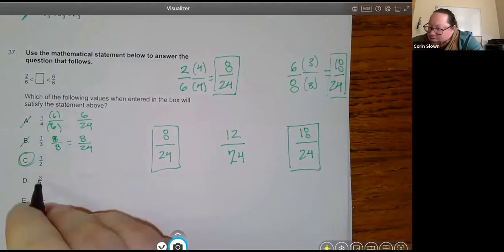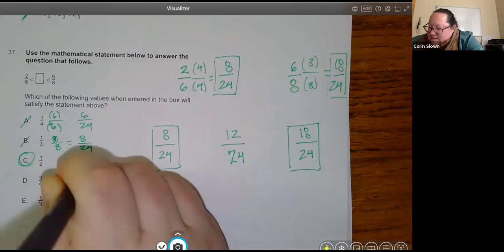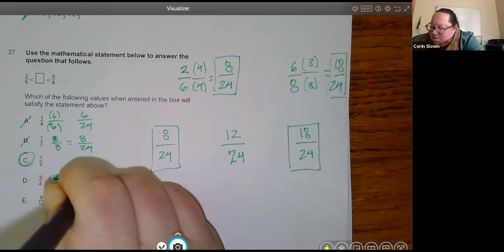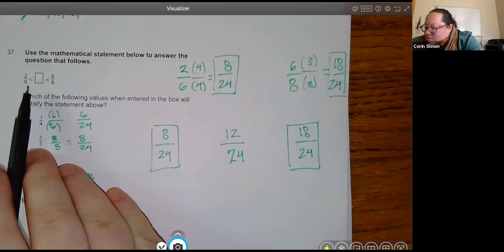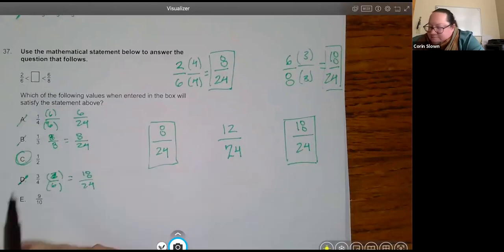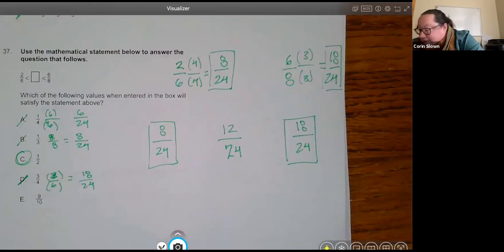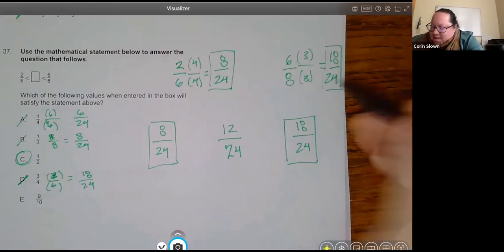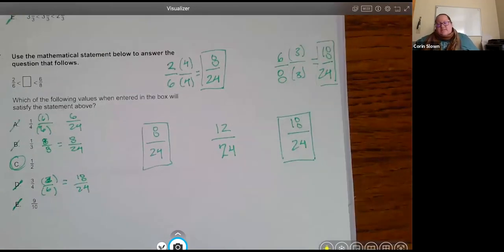Let's take a look at 3/4. So 3/4, I'd have to multiply by 6. So 3 times 6 is 18 over 24. So I have the same problem with D that I had with B, where because I don't have a greater than or less than or equal to sign, I can't use B or D. And then 9/10. Oh, that's annoying because it's not a fraction that matches 24. But I know that 9/10 is greater than 18 24ths, so I know that's not an option either. So you could also solve the problem using process of elimination.